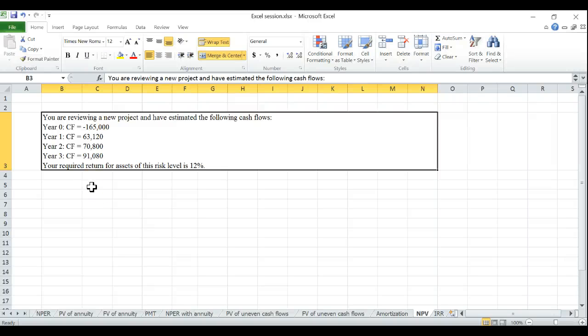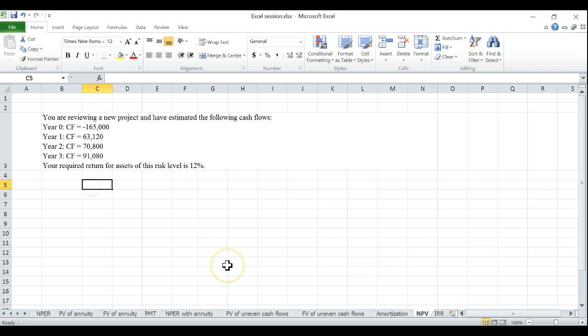Okay, in this last video, I'm going to show you just two more functions, net present value and IRR. You've already looked at the net present value function when we were doing the present value of a few uneven cash flows, but there are some tweaks here. So let me show you.